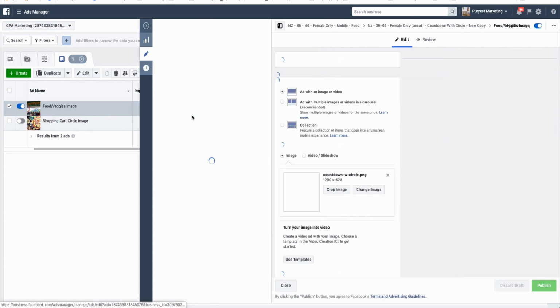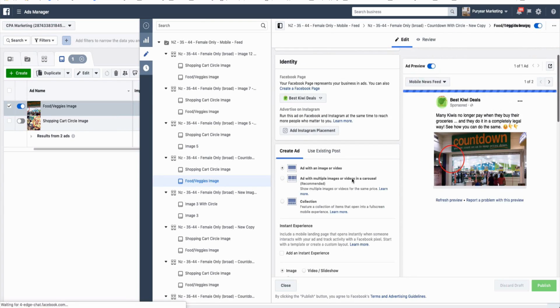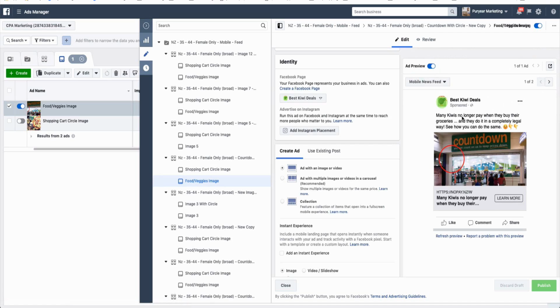So let's actually edit this ad, and I can give you guys a little insider scoop on how this ad looked. Very simple, right? Mini Kiwis, referencing people from New Zealand. Mini Kiwis no longer pay when they buy their groceries, and they do it in a completely legal way. See how? And you can do the same. And then this red circle is just to stop them in their tracks while they're on Facebook. And then this image here, it's just a store that's in New Zealand. It's pretty simple.